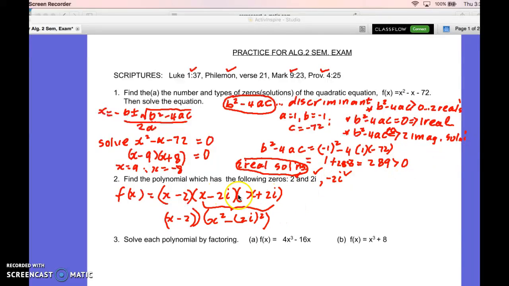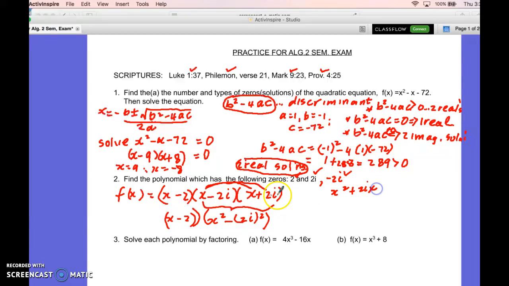And I'm just going to go ahead and work this out with you with the foiling. It's going to be x times x, which gives us x squared. And we have x times positive 2i, which would be plus 2ix. We're done with the x. Now let's use the negative 2i. Negative 2i times everything in here, first of all, times x. That would give us a negative 2ix. You can see what's going to happen with these two. Positive 2ix and negative 2ix.